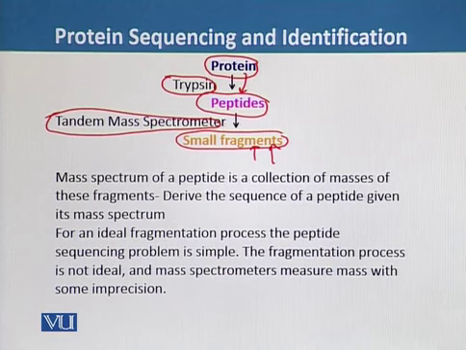For an ideal fragmentation process where every fragment of the peptide is generated, and an ideal mass spectrophotometer, the peptide sequencing problem is simple. However, the fragmentation process is not ideal, and mass spectrophotometers measure mass with some imprecision. These details make peptide sequencing difficult.